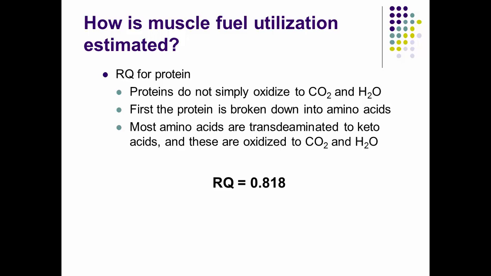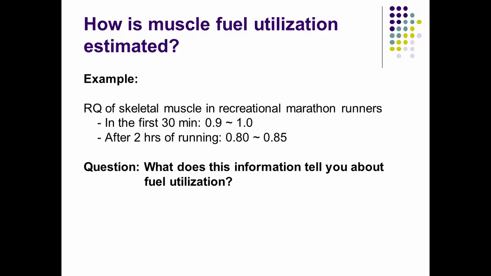All right. And for protein, because the chemical structure is a little bit different from fatty acids and glucose, right? It has nitrogen. So for protein, RQ usually is around 0.818. And here is an example for you to estimate, based on the RQ, what kind of energy fuel the muscle uses during exercise.